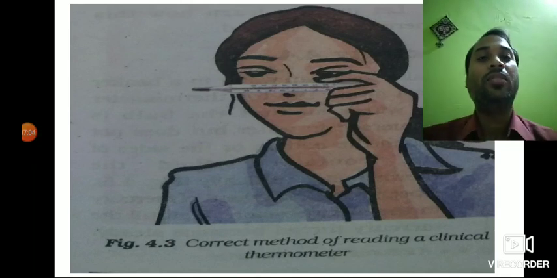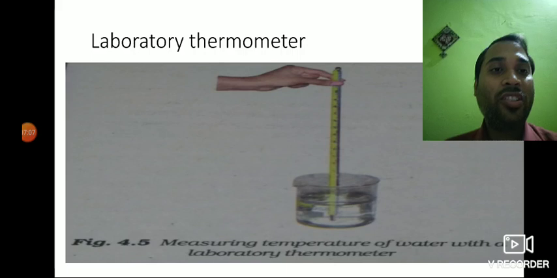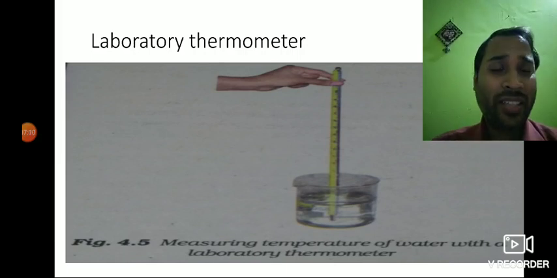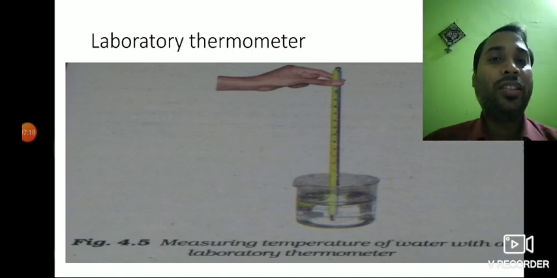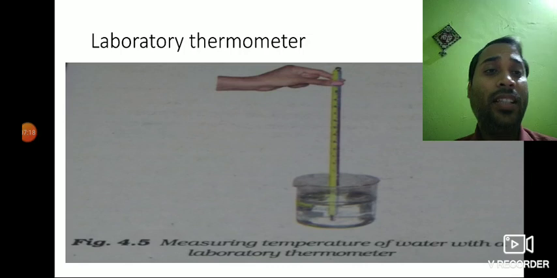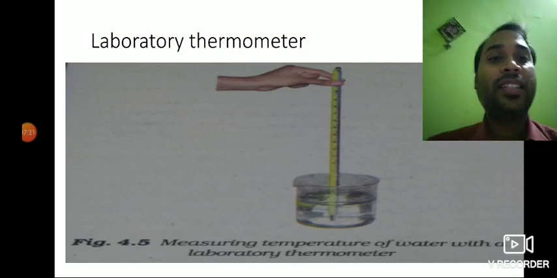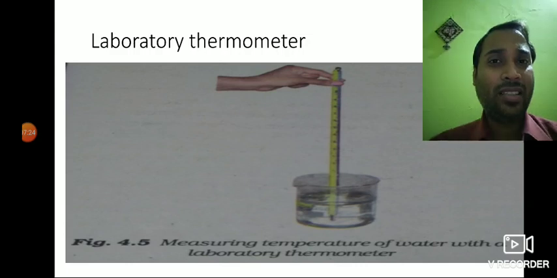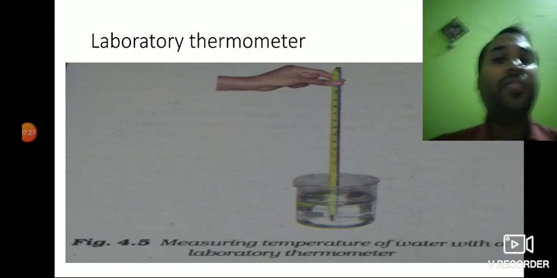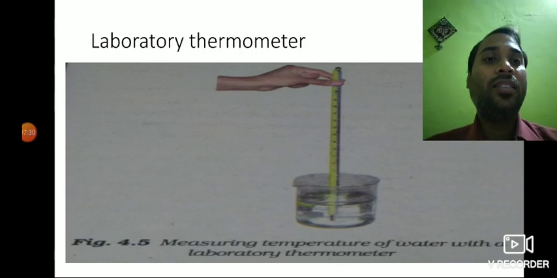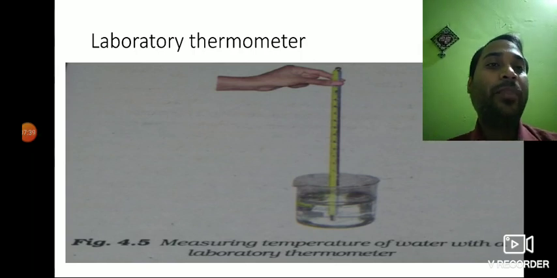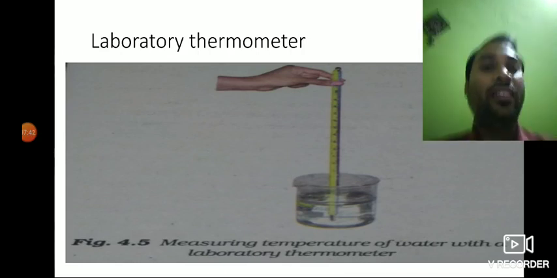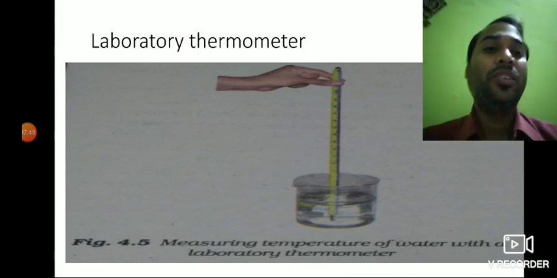Now let's talk about the laboratory thermometer. This is a picture of a laboratory thermometer. Comparatively, it is longer than the clinical thermometer, and one thing which is different in this laboratory thermometer is the absence of a kink. Now what is a kink? A kink is something that stops the backflow of the mercury level. Once we take the thermometer out of the body of a patient, there is a chance of mercury shifting backwards. The kink prevents that shifting, but that is not present in the laboratory thermometer.